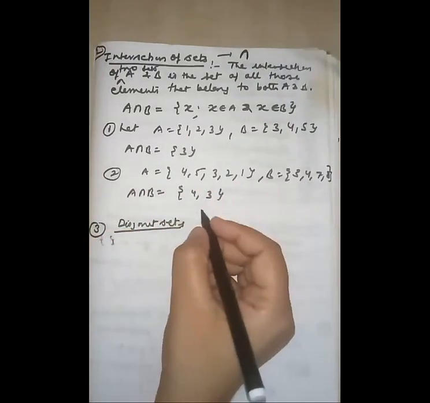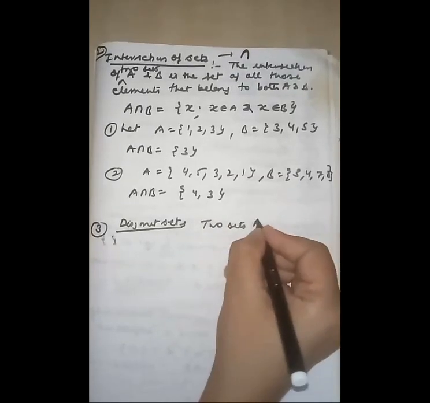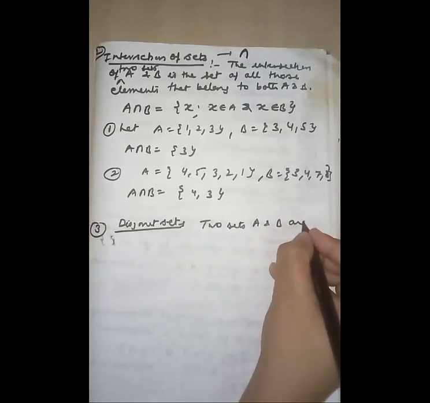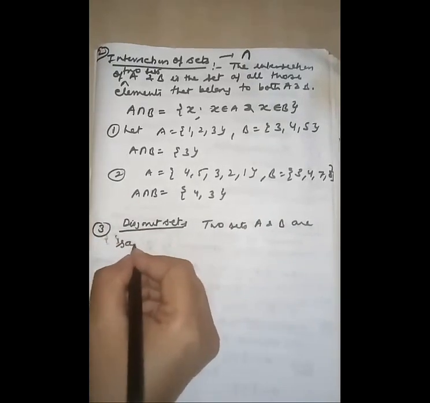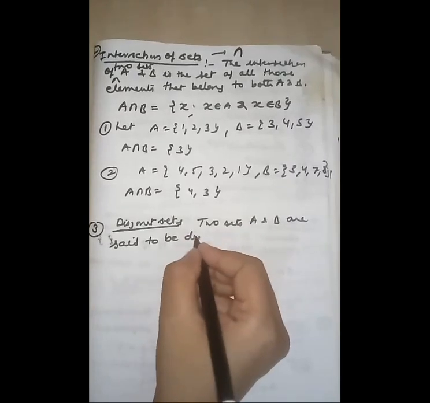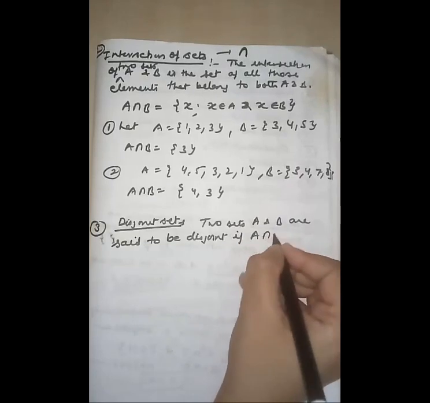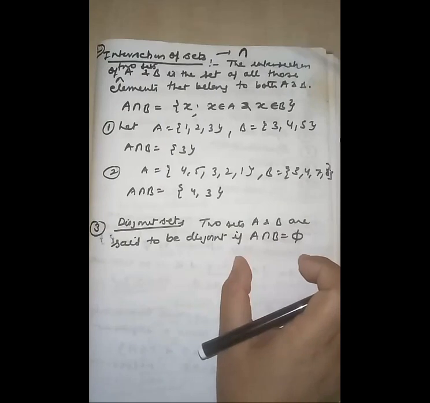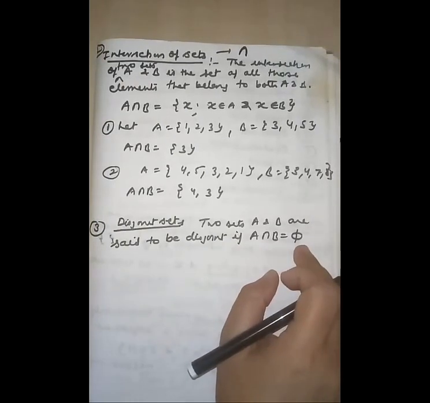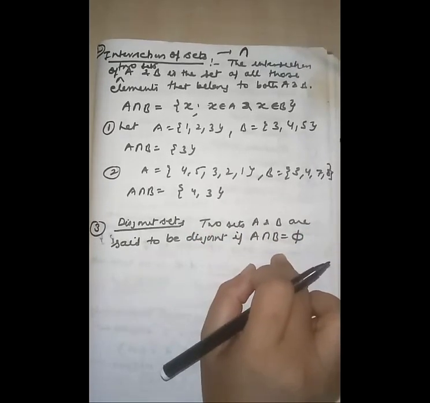Let two sets A and B be said to be disjoint if A intersection B equal to phi. If this property holds, A intersection B equal to phi, then we say that A and B are disjoint sets.